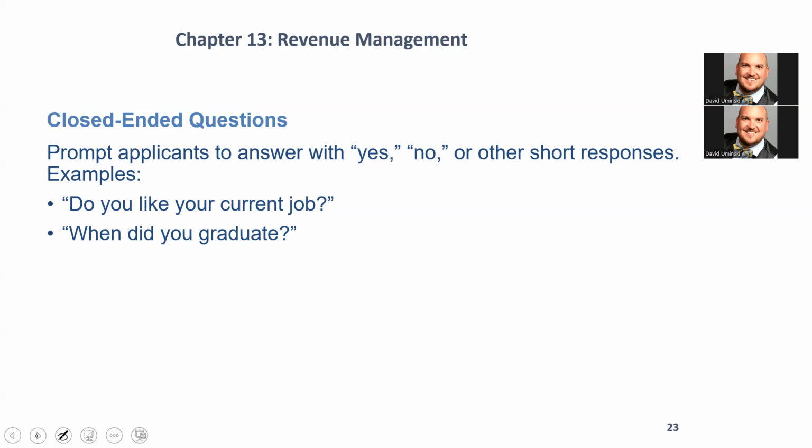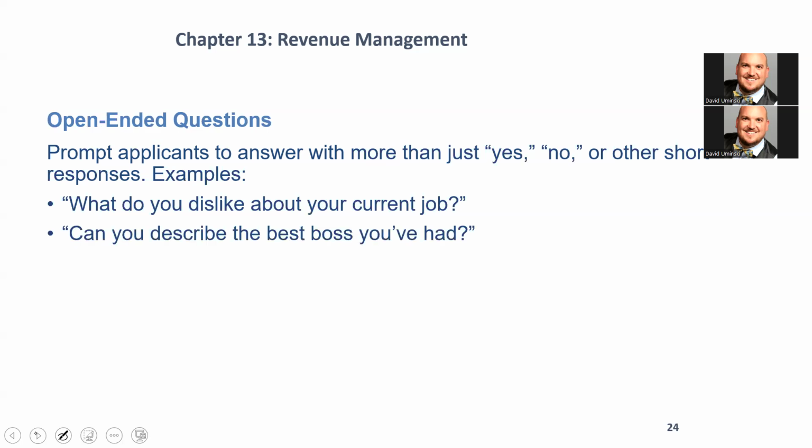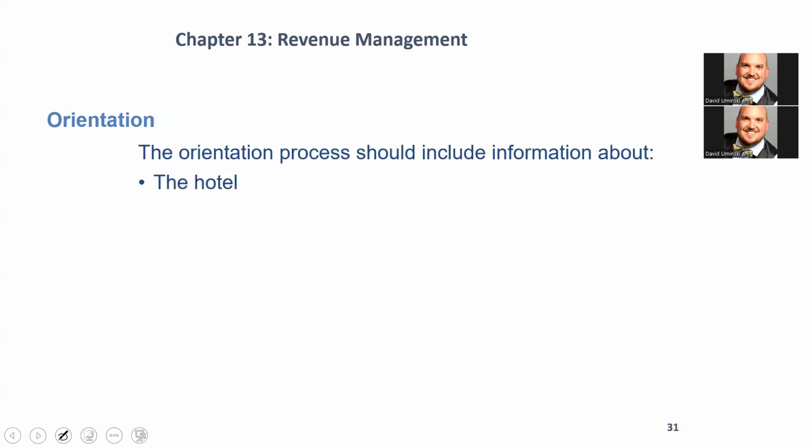Can you check a guest in? Yeah, I can. Tell me about your guest check-in process. Okay, and so then you go through the whole process and you learn about what that person does. Okay, so those open-ended questions are much more effective.